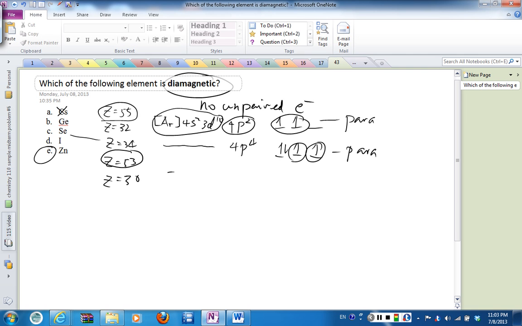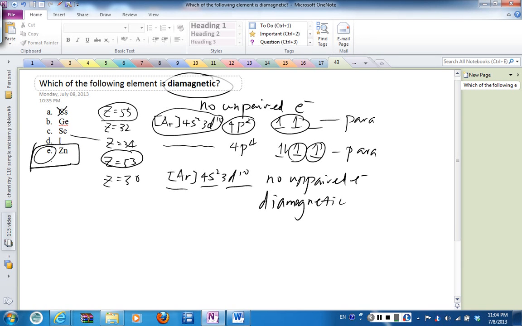Atomic number 30. Argon is 18. 4s2, so that's 20. 3d10, 30. Noble gas, all orbitals paired up. 4s2, 1 orbital, 2 electrons paired. d10, 5 orbitals, 10 electrons, all paired up. So no unpaired electrons. Good choice.